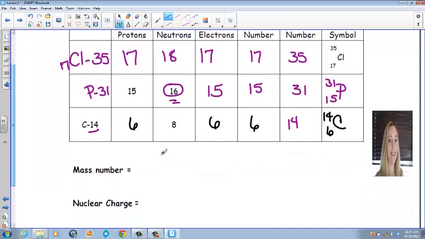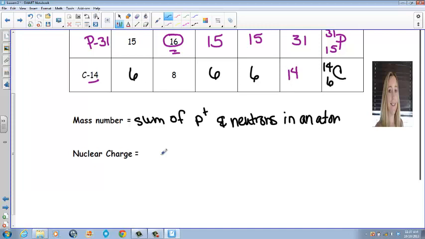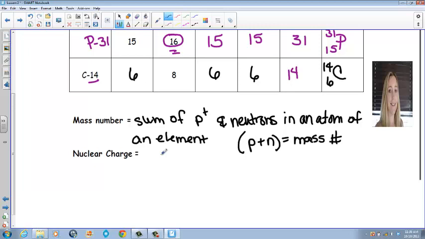Okay, next. The mass number is equal to the sum of protons, and I'm going to write it like this, P with a plus because we know they're positive charge, and neutrons in an atom of an element. We can just say P plus N is equal to the mass number as well. Sometimes it's easier just to look at the atomic mass and round it. But if we're given the protons and neutrons, we can simply add the two and get a mass number that way.